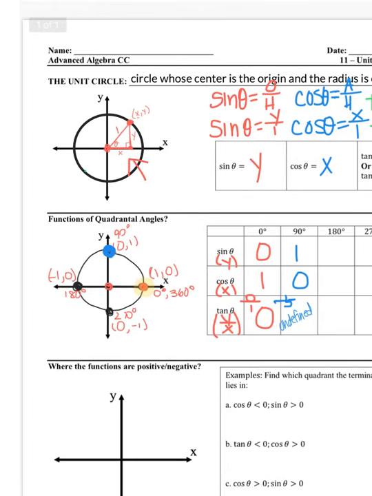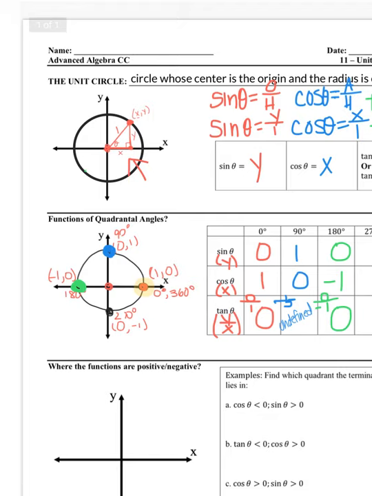Let's try 180 now. So 180 is this point that's over here. That point is negative 1, 0. So the sine of 180 is the y value, which is 0. Cosine of 180 is the x value, which is negative 1. And tangent is y divided by x. 0 divided by negative 1 is 0. You only get undefined when 0 is in the denominator, in the bottom.